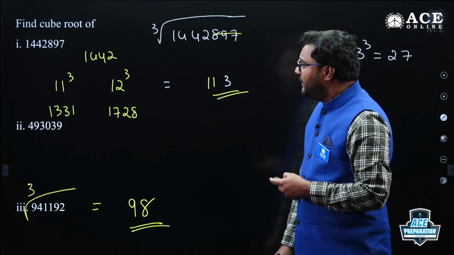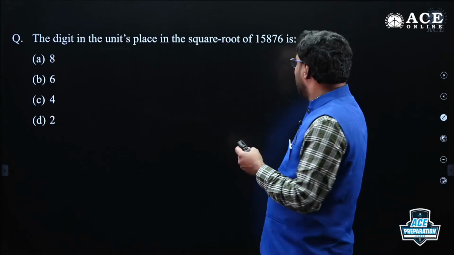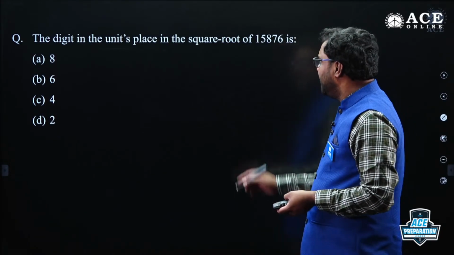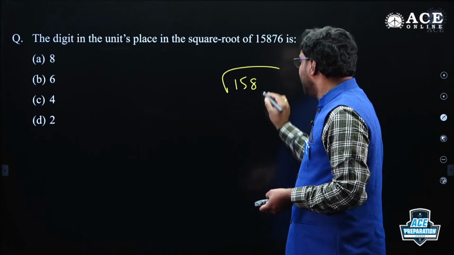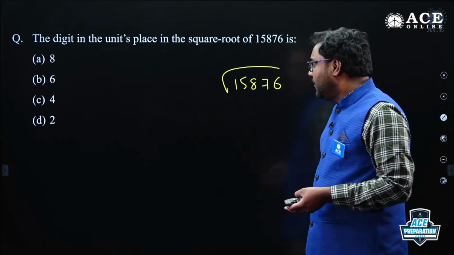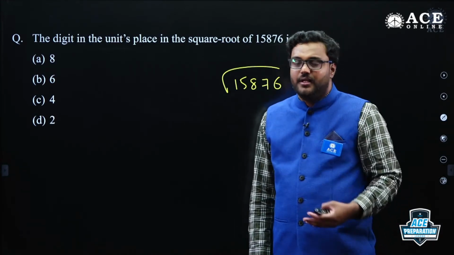Finally, with simplification we are going to end the session, my dear friends. And this is regarding square root example anyhow. You have to do square root of 15,876.